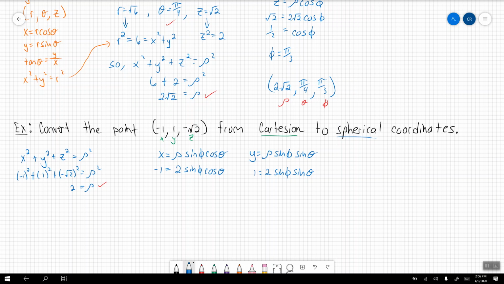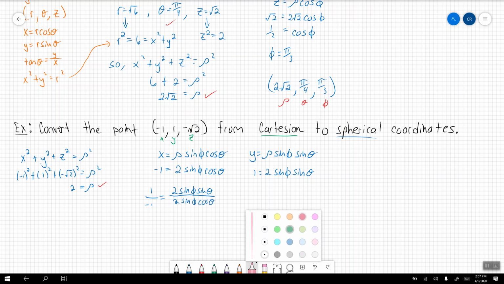Now remember that I can take any ratio that I want from here. So what I'm going to do is take this piece and divide by this piece. Let me rewrite this. I'm going to say 1 equal to 2 sine phi sine theta divided by -1 divided by 2 sine phi cosine theta.